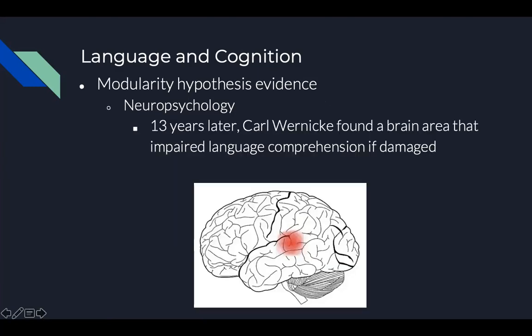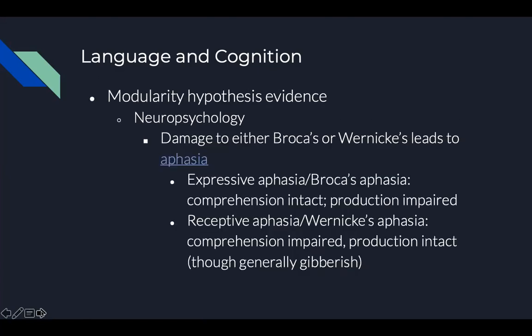And then about 13 years later, there's a German neurologist by the name of Karl Wernicke, and he identified another brain area that, if it was damaged, often as a result of a stroke, left patients with a really hard time comprehending language, but they didn't have any problem producing language. And so, not surprisingly, this area has come to be called Wernicke's area. So both of these language disorders were called aphasia. And as they continued to be studied, the nuances and the differences between them started to become more pronounced.